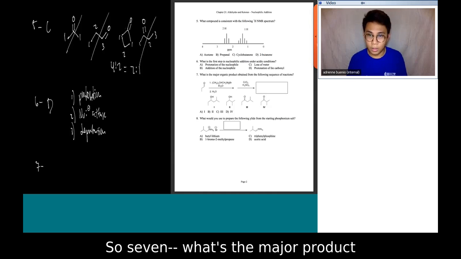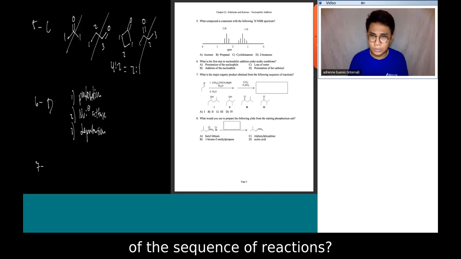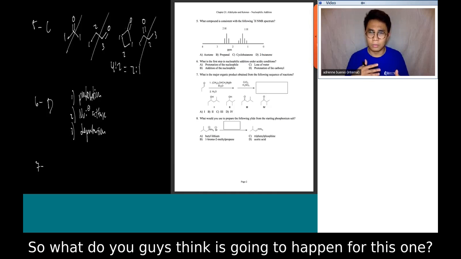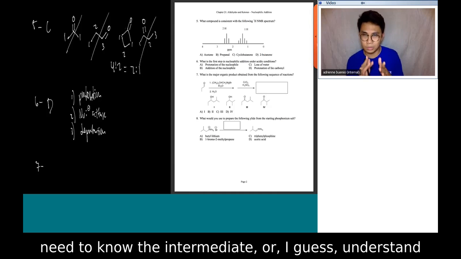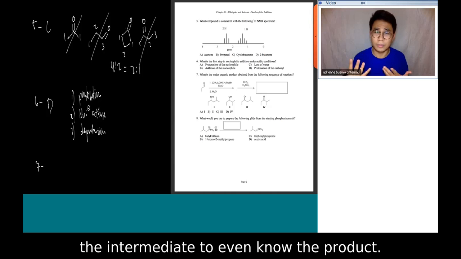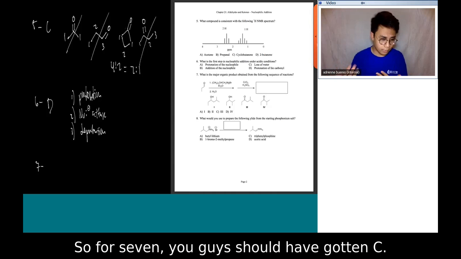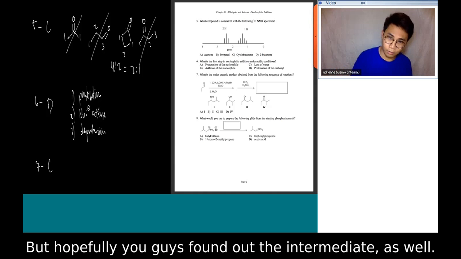So 7, what is the major product of the sequence of reactions? So what do you guys think is going to happen for this one? This one's a good one because you kind of need to understand the intermediate to even know the product. So for 7, you guys should have gotten C, but hopefully you guys found out the intermediate as well, right?